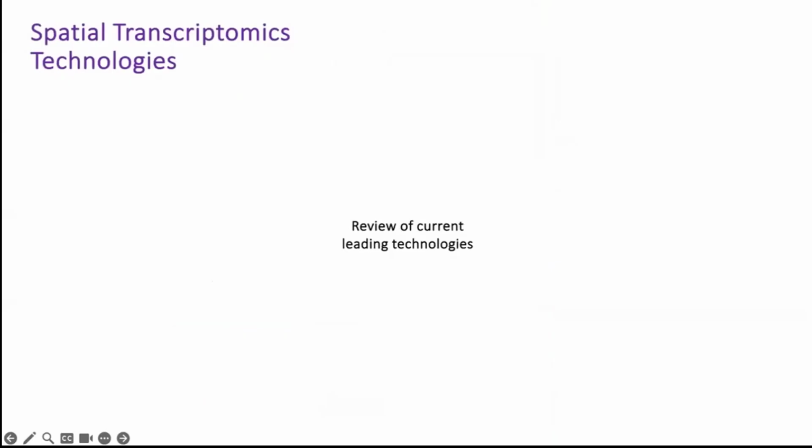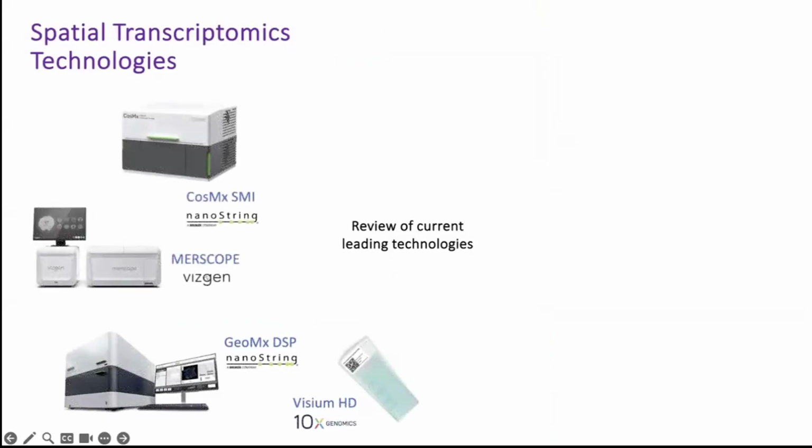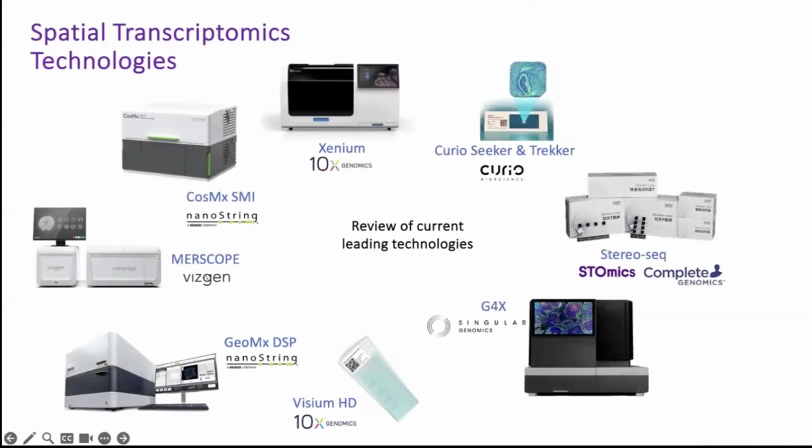So now let's review the current leading technologies. So we have the 10x Genomics Visium HD, NanoString GeoMx DSP, Vizgen MERSCOPE, NanoString CosMx SMI, 10x Genomics Xenium, Curio Bioscience Curio Seeker and Trekker. Also the Complete Genomics Stereo-seq. And the brand new one on the market is the G4X from Singular Genomics. So I'm going to give you a quick review of all these technologies.